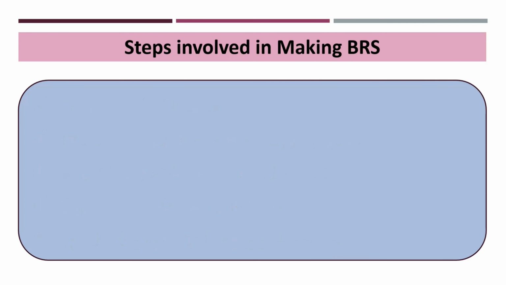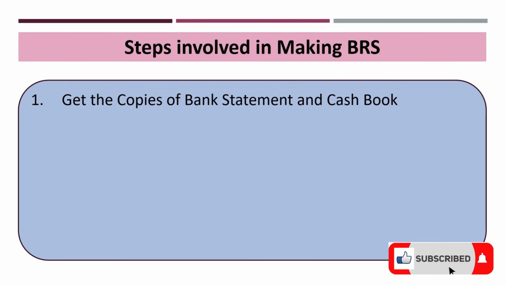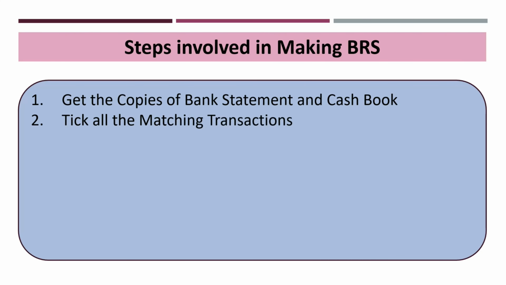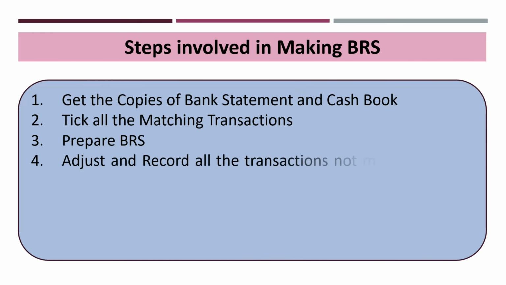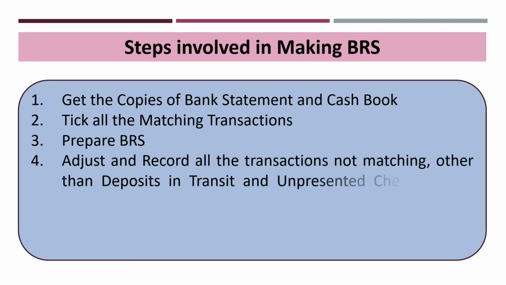Now we will see the steps involved in making a bank reconciliation statement. First of all, get the copies of the bank statement and the cash book. Secondly, tick all the matching transactions. Then prepare the bank reconciliation statement. At the fourth step, adjust or record all the transactions not matching, other than the deposits in transit and unpresented checks from the suppliers, as these checks you can find in the next month. If it is not coming in the last month, definitely it will come in the next month.